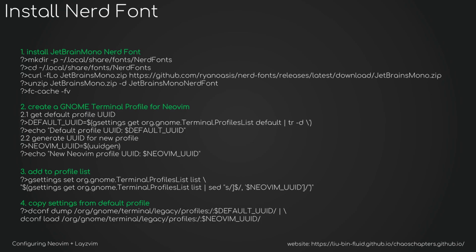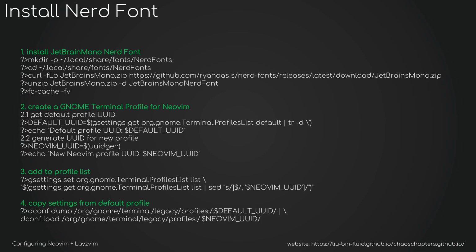To do that, we first create a folder, nerdfonts, under the home directory, in .local/share/fonts. We enter this folder and use the provided link to download and extract the source code of Nerd Font. Following that, we refresh the system font cache.